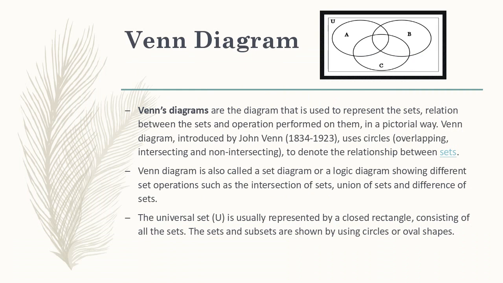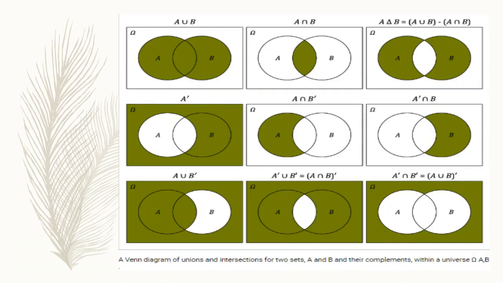Here we can see a rectangular box and 3 circles. These 3 circles are for 3 sets A, B and C. We can also use ovals as well. A union B can be represented as the shaded area of A and B. A intersection B can be represented as the common part, and next is A union B minus A intersection B. A Venn diagram of union and intersection for 2 sets A and B and their complements is shown in this diagram.